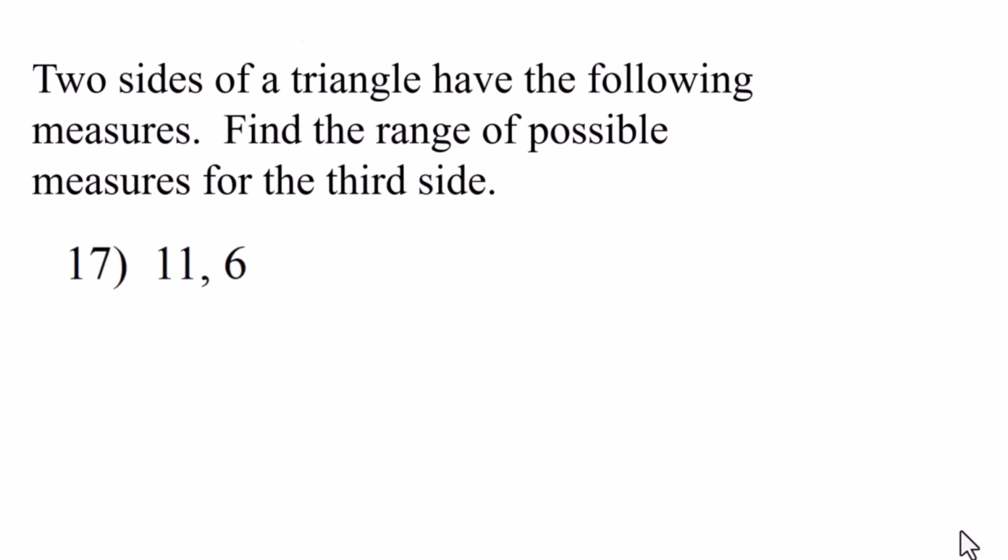Now, this is the trickier version of this kind of question. 2 sides of a triangle have the following measures. Find the range of possible measures for the third side. Well, there's a third side here. You just don't know what it is. And it can be bigger or smaller, but it has to be in a range of numbers so that what we just did on the last question would work.